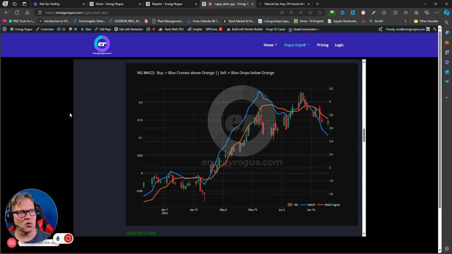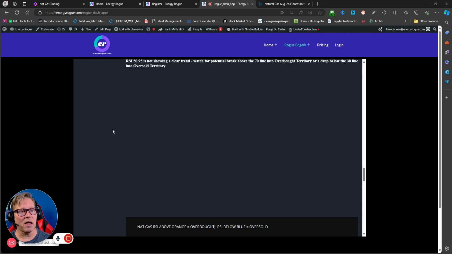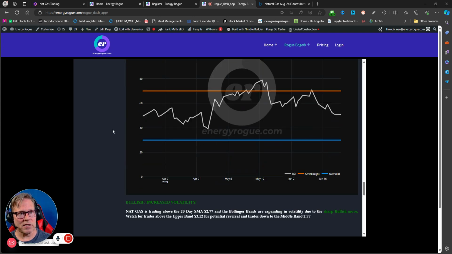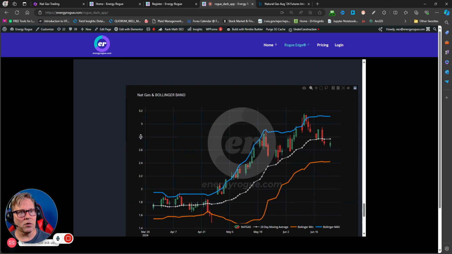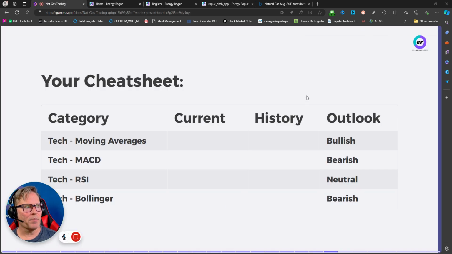So MACD is one of my favorites, and I generally follow that pretty closely. And then we have support and resistance levels. We also take a look at RSI. And when I looked at these for natural gas for this time frame, I came up with moving averages are bullish, MACD bearish, RSI neutral, and Bollinger bearish. So if you go by democracy vote, this is a bearish indication.